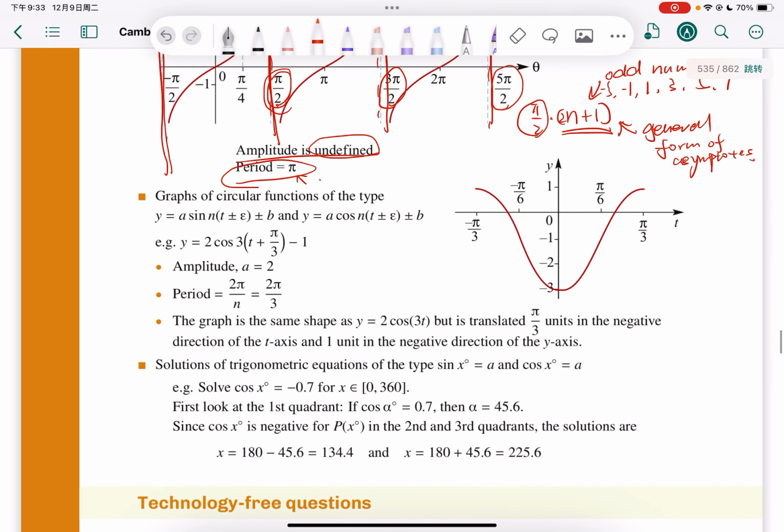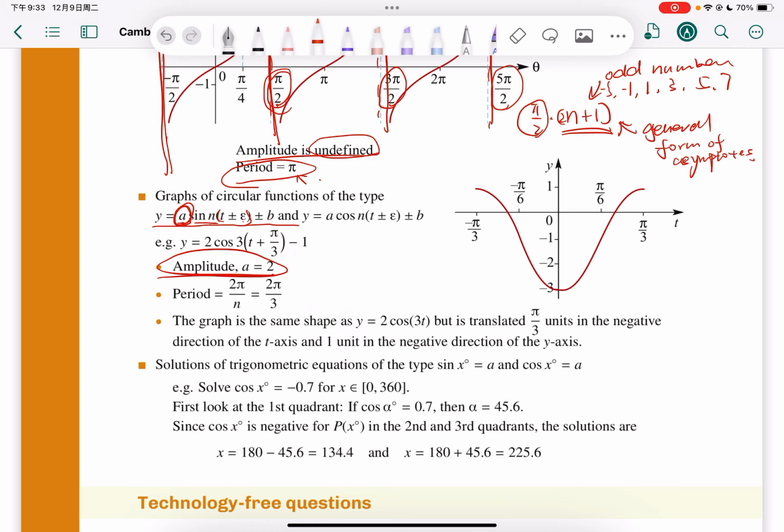Graphs of circular functions of the type y equal to a times sine n times bracket t plus or minus another constant epsilon, and then plus or minus b, where a is the amplitude.